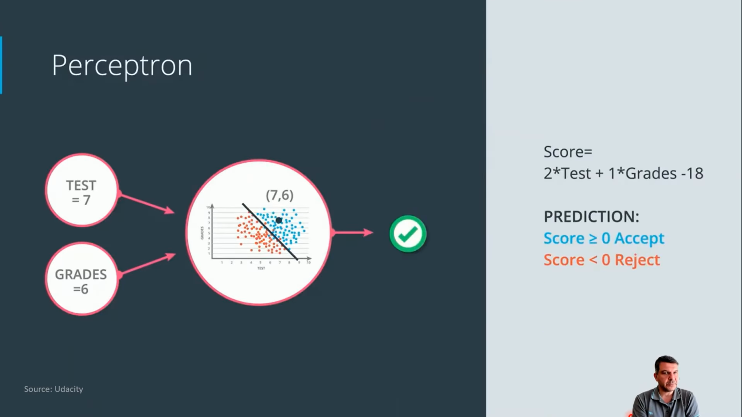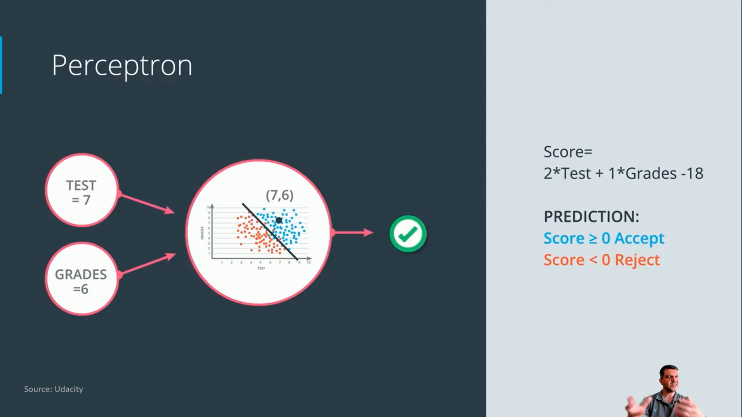Now let's look into perceptrons a little bit, right? Let's visualize what we have already seen. We stick to the same line, 2 times test plus 1 times grades minus 18. We can visualize this like that, okay? So we have two inputs, one coming in with a 7 and the other coming in with a 6. We already know from our past data what we have here as a function. We plot this to the right side of the fence that is defined by our line. So we say that yes, the student gets accepted, right?